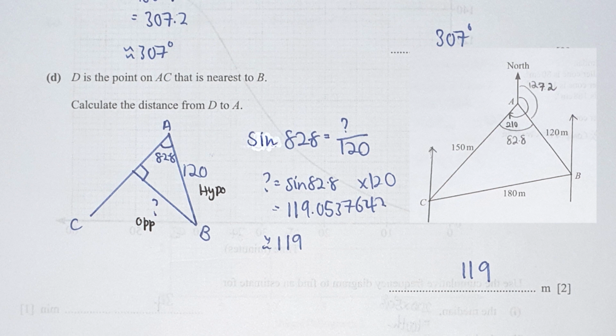As for the last part, D is a point on AC that's nearest to B. So I drew down an illustration over there. Okay, we already have angle CAB as 82.8 and we have the AB distance as 120. So the distance DB is the opposite of 82.8 and 120 is the hypotenuse. So sine 82.8 equals opposite over 120. So the opposite is actually found by taking sine 82.8 times 120, which after correcting it to three significant figures will result in 119.